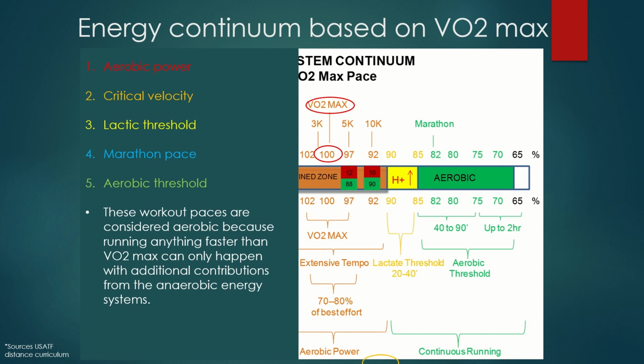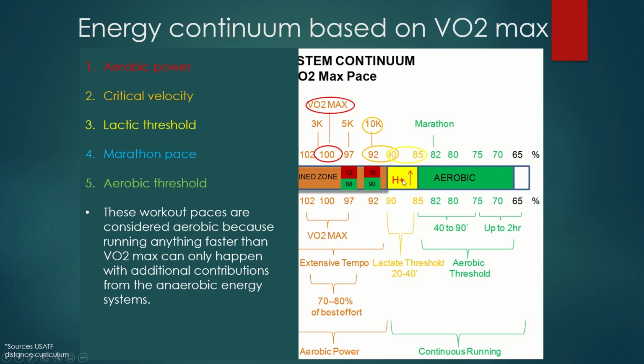So critical velocity is going to be right here, 92 to 90% of your VO2 max, and it's closest associated to your 10K race. So basically, if you run a 10K as fast as you can, you're basically running critical velocity, just like VO2 max is basically like running 2 miles as fast as you can. As you can see, 5K is a little bit in the middle, closer to 2-mile pace than 10K pace. Lactic threshold crosses over critical velocity a little bit right here, and you'll see the H plus ion, those little yellow dots that we had on the last screen.